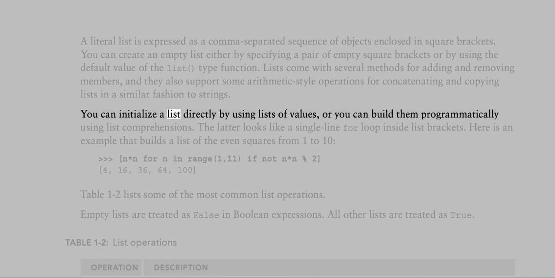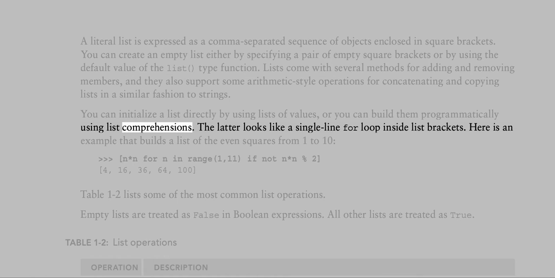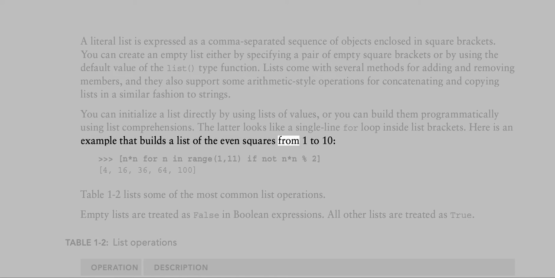You can initialize a list directly by using lists of values, or you can build them programmatically using list comprehensions. The latter looks like a single line for loop inside list brackets. Here is an example that builds a list of the even squares from 1 to 10: n*n for n in range(1, 11) if not n*n%2, giving 4, 16, 36, 64, 100.